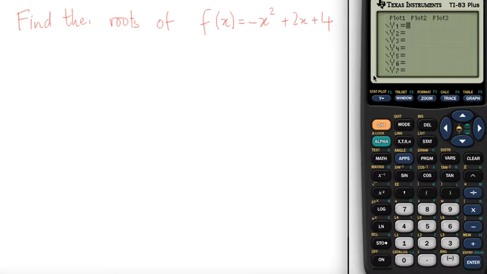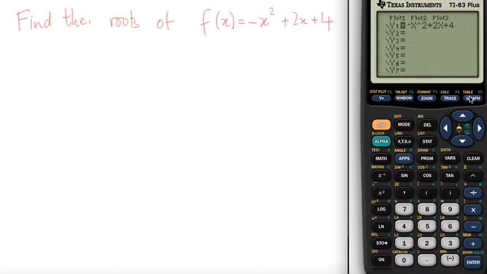So we go over to our calculator and we plug in, if it's a negative sign in front of an x or an x squared term, you have to use this negative down here. Negative, and then x squared. There's two ways of doing squares. Either use the squared button here, or you can use the exponent key and then 2, plus 2x plus 4. That's the function.